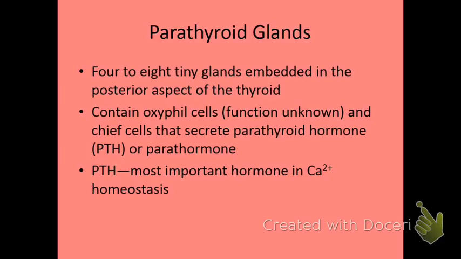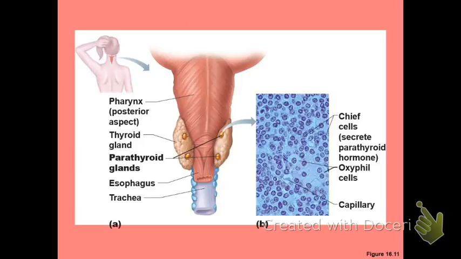The parathyroid glands are produced by chief cells, and they secrete the parathyroid hormone, and this, the PTH, is the most important of the two between calcitonin and PTH. PTH is the most important hormone for calcium homeostasis. These are just a few little glands embedded in the posterior part of the thyroid. As you'll see here, this is a posterior view of the thyroid, and it shows that the little glands are embedded into this thyroid. That's why they call it parathyroid, off to the side, and they will produce the parathyroid hormone.